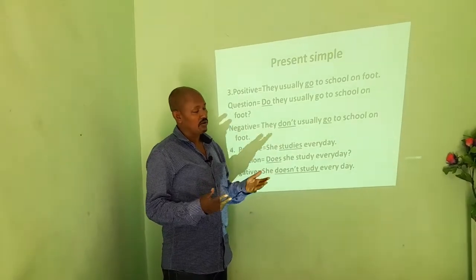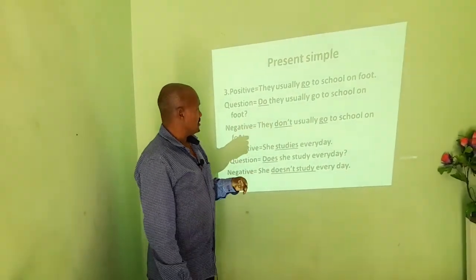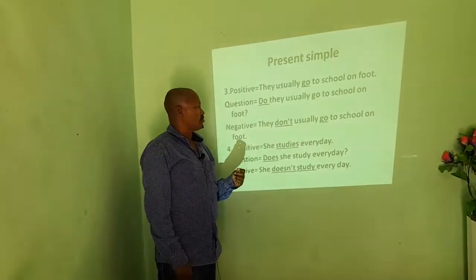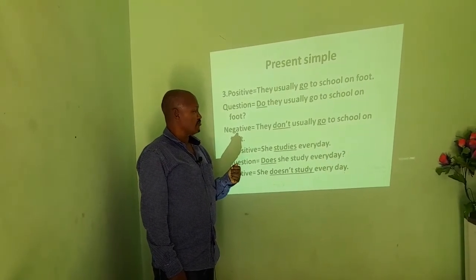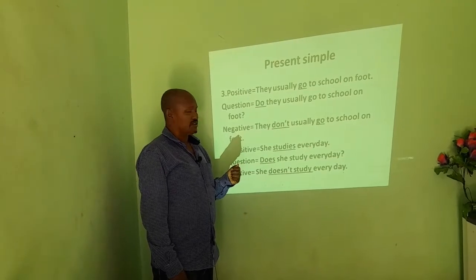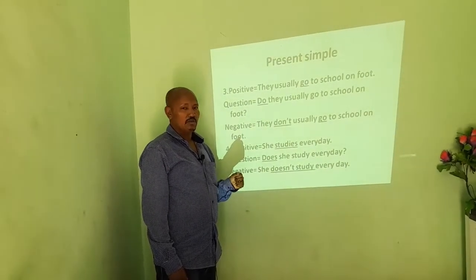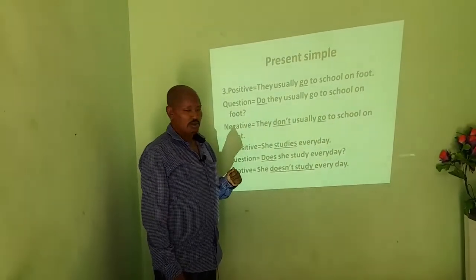They sometimes go to school by taxi or by lorry or on a cart. It means: do they usually go to school on foot? And the negative is they don't usually go to school on foot. So these words are still the same as with the first person we, because they are plural subjects.